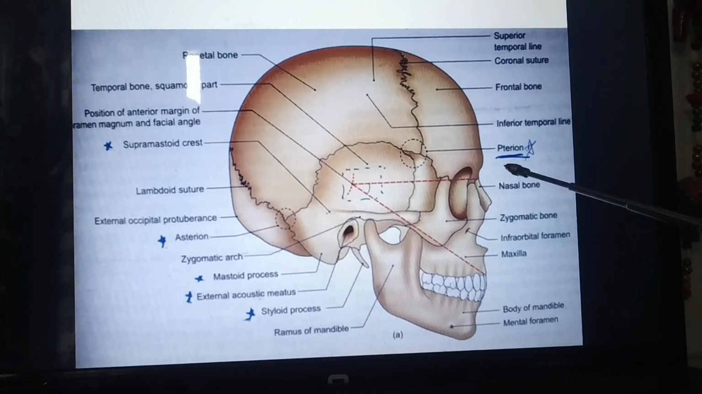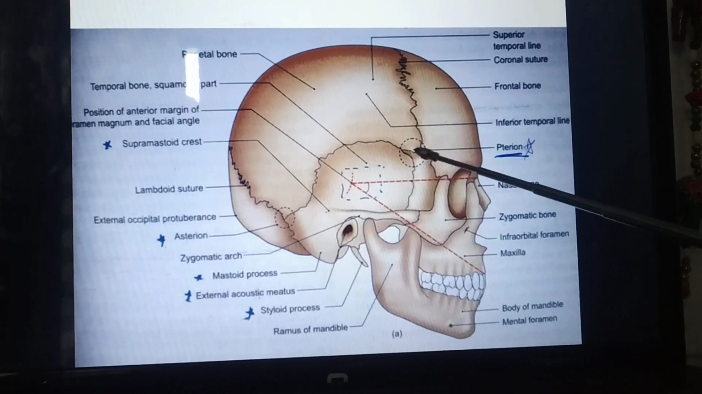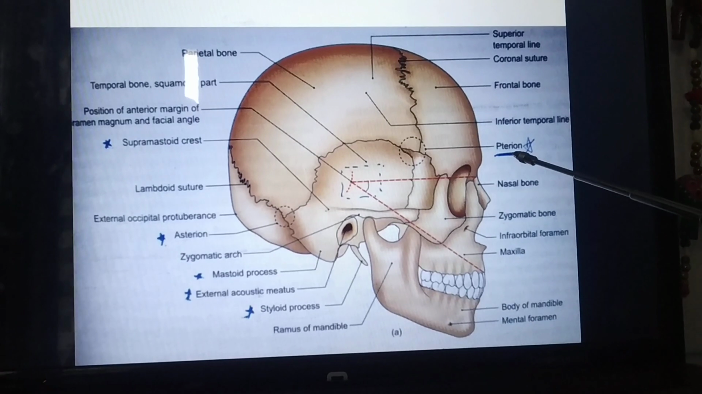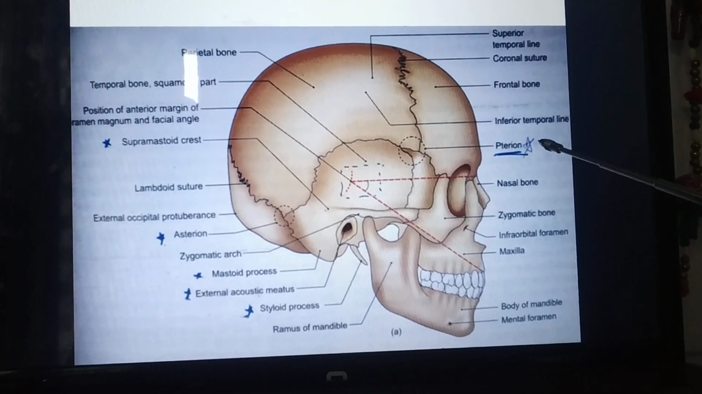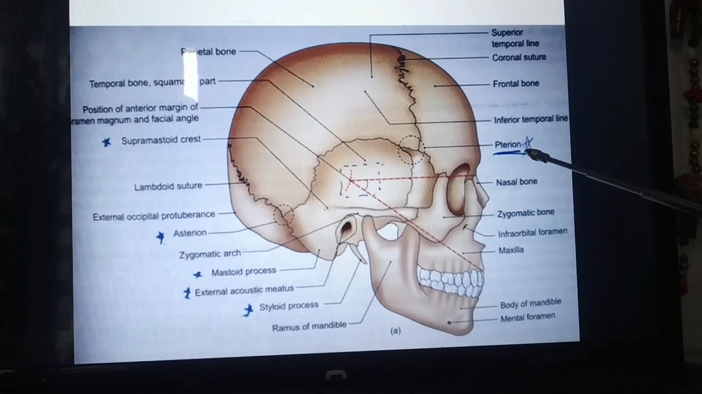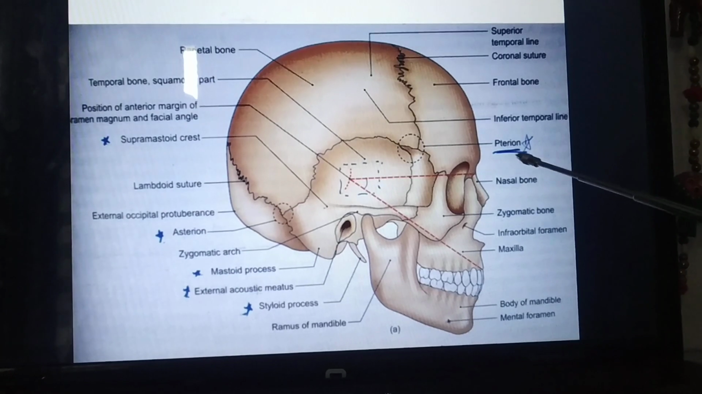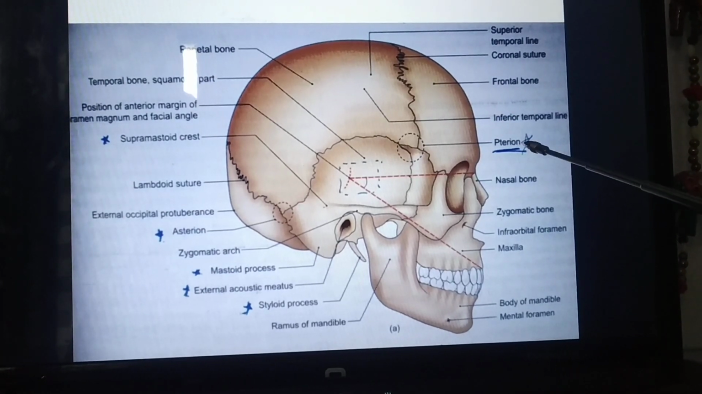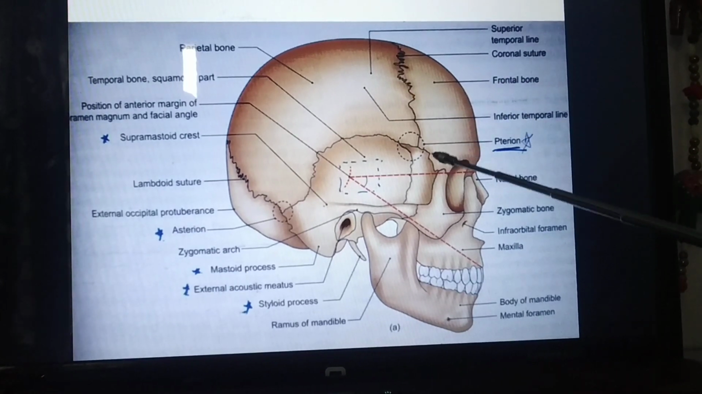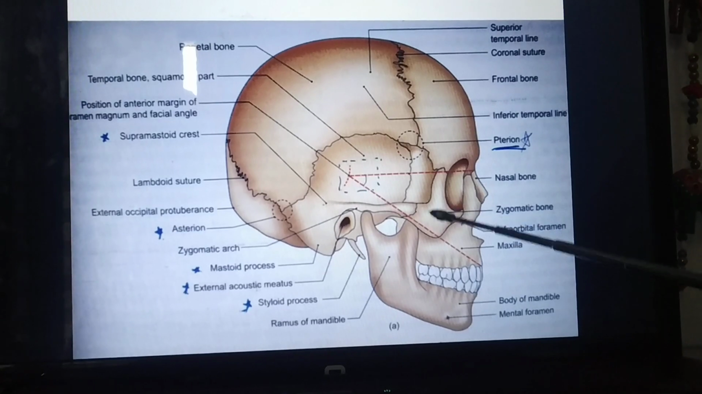So this point in the front, where these are sutures, just in front of that there is a point, pterion. This is important because this is the weakest point of the skull. Any major fracture or injury in this area is extremely harmful. You know why? I'm going to tell you in just a minute. So, see this lateral part. This is the orbit. This is the zygomatic bone that we see in the front.